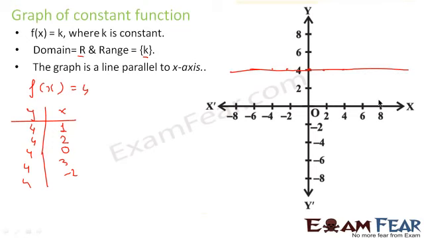If you see here, the domain, that is the x-axis, is R. Any real number can take this value. But the range, you see, the range is 4, because 4 is the only output. So in this case, the domain is R and the range is {4}. And it is a line parallel to the x-axis.